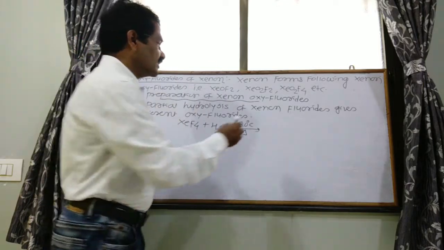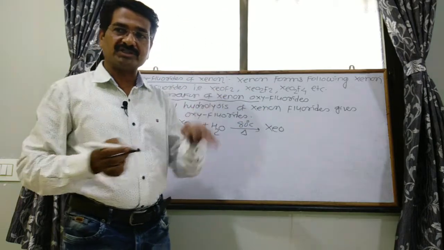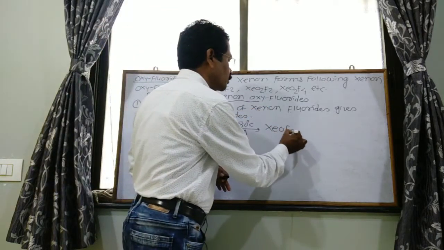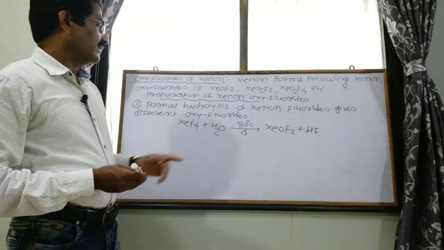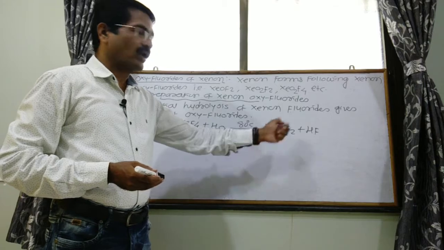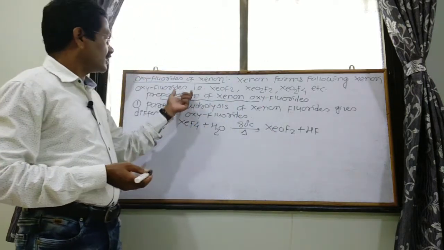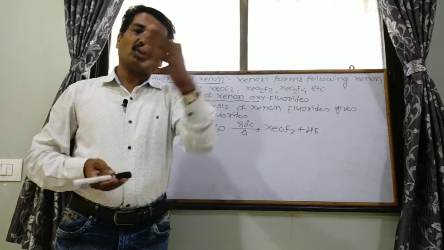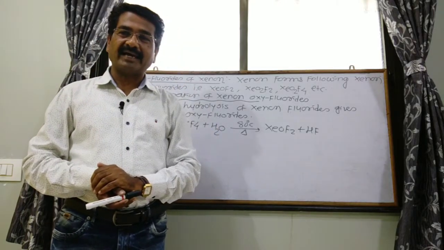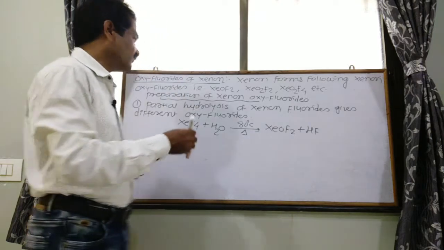Then it forms XeOF2, that is xenon oxydifluoride, plus HF. Likewise, xenon oxyfluoride is formed. This is the first preparation method of xenon oxyfluoride. Again, xenon oxyfluoride is prepared by the second method, that is hydrolysis of xenon oxyfluoride.